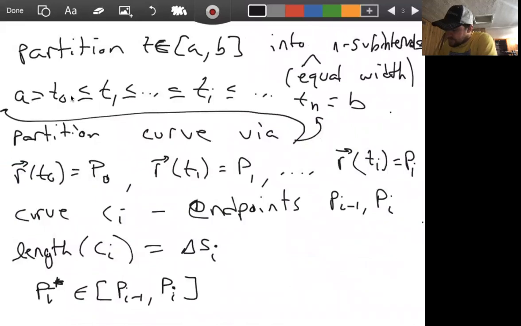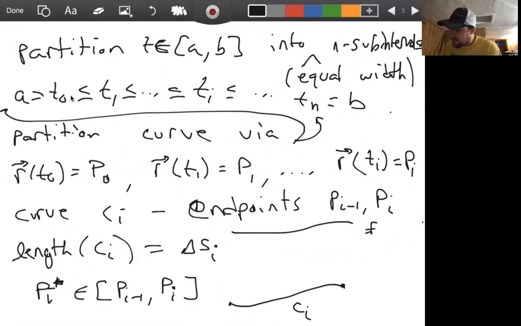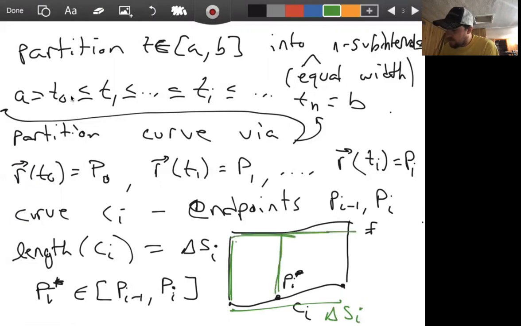And so now what we need to do is approximate the area of one of these subrectangles. So say this is the curve Ci, and then we have the function f over this curve. Now we pick some point in here, Pi star, and we can use it to approximate the area of this almost rectangular shape, right? It's not quite rectangular, but we're going to approximate it via a rectangle. The rectangle is going to have base length delta Si, and the height is going to be the function evaluated at the sample point. So we'll say this is f of Pi star, right?